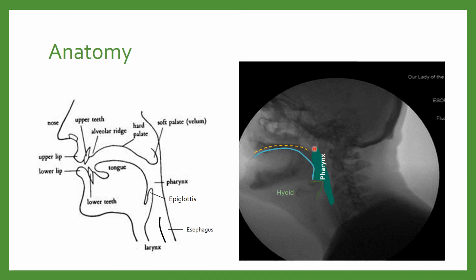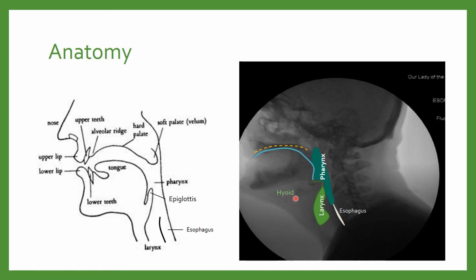Then we have the pharynx that starts at the top where the velum and the pharynx meet in the back, just below the nasal cavity, and it goes to the top of the esophagus. Then we have the larynx. Again, this is the front where the airway is, and the esophagus is here in the back.